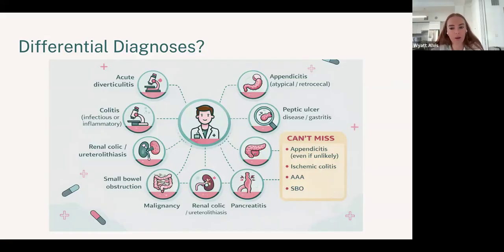And then I just put that little box of our can't miss or red flag diagnoses, of wanting to rule out any SBO, AAA. Ischemic colitis would be important to rule out, as well as those atypical presentations of appendicitis.